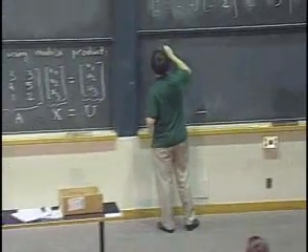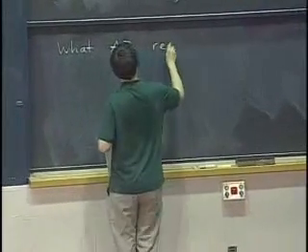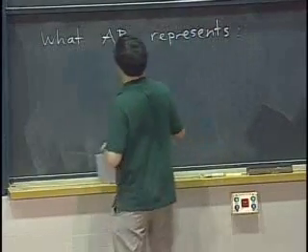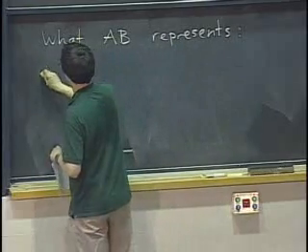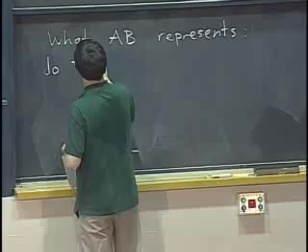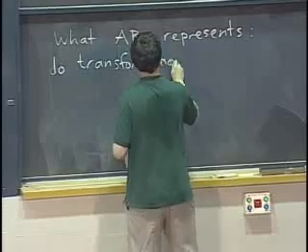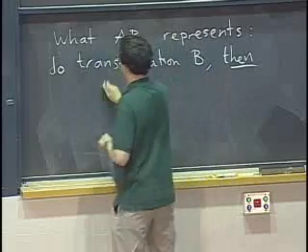So I claim that the product AB represents doing first the transformation B, then transformation A.